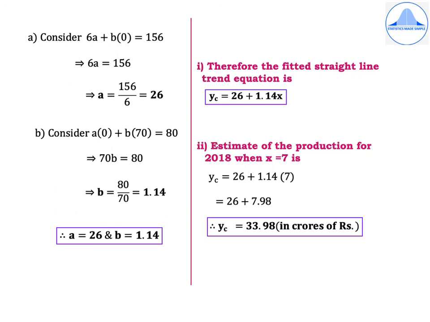In the first subdivision, you can write, therefore, the fitted straight line trend equation is yc equal to 26 plus 1.14x. And in the second subdivision, the estimate of the sales for the year 2018 will be, when x is equal to 7, yc is equal to 26 plus 1.14 into 7, which is equal to 26 plus 7.98, or yc is equal to 33.98 in crores of rupees.